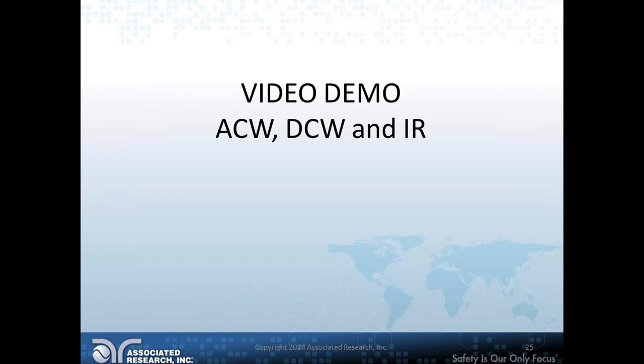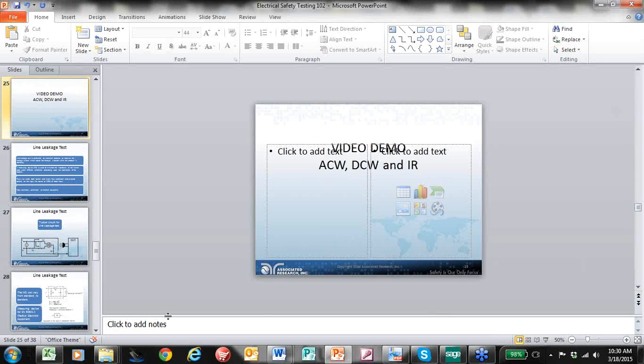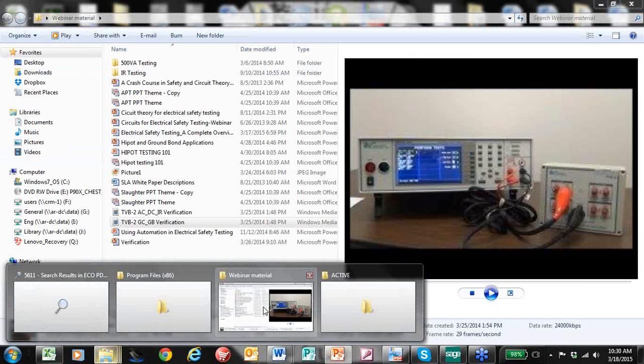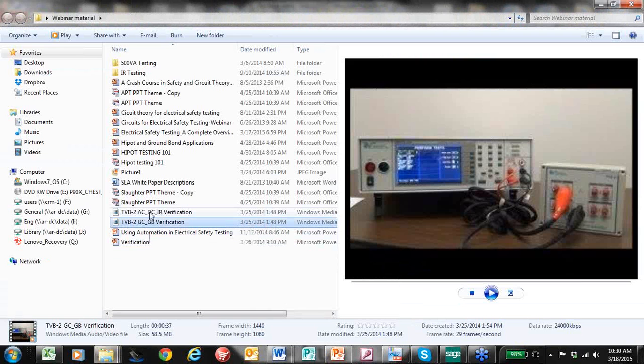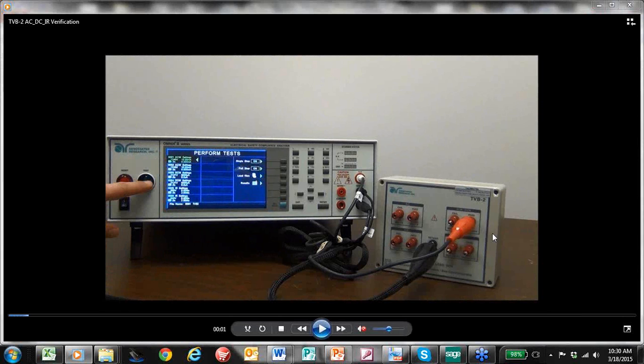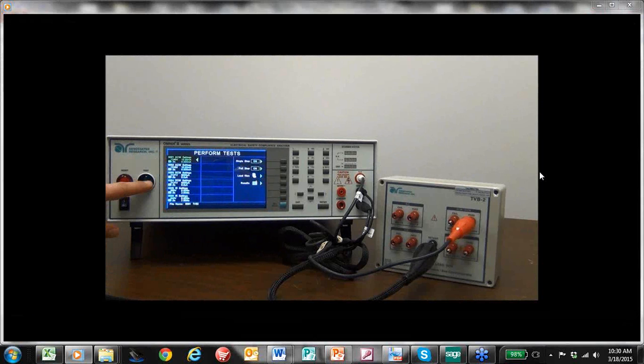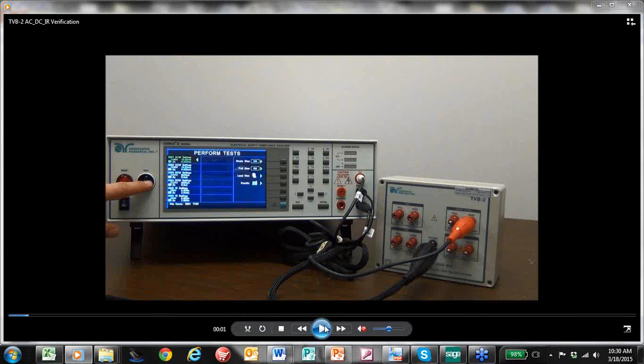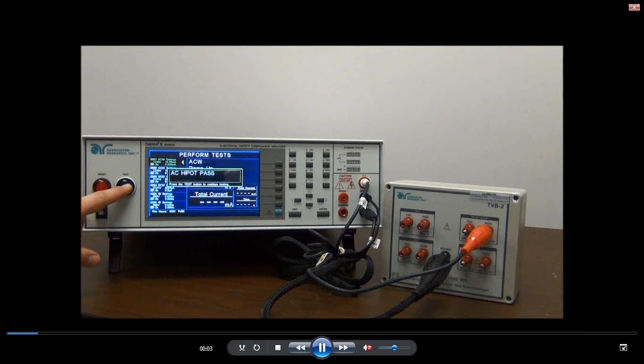So before we go any further, I'm going to show you another quick demo of how an AC and DC HiPOT and insulation resistance test can be performed. Before I play this video, real quick, we're using a load box here, which basically consists of a bunch of resistors and loads of known values, and we've set up a sequence of tests so that we can show an AC withstand, DC withstand, and an insulation resistance test for a pass and a fail condition. So we're going to go ahead and play the video.